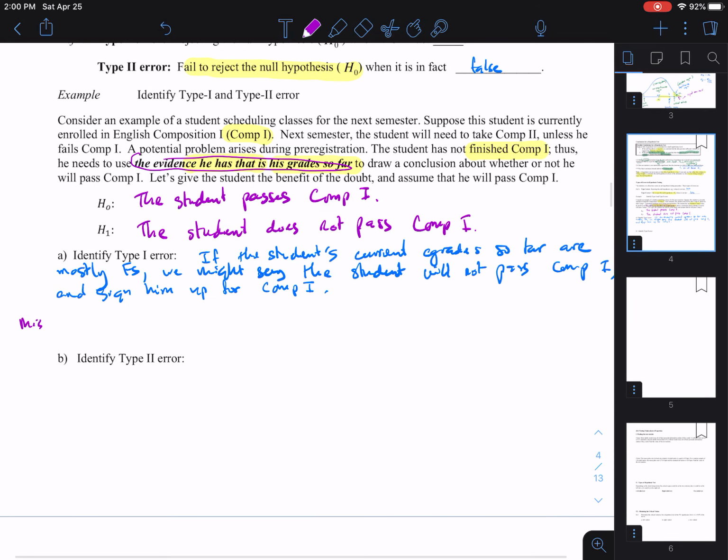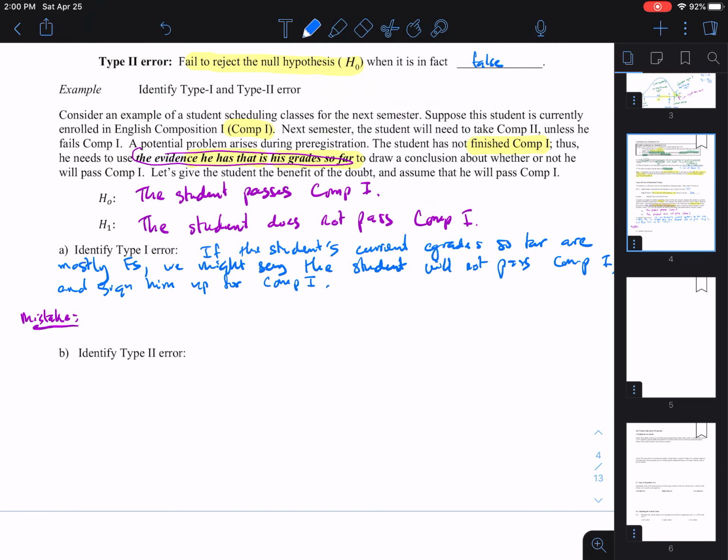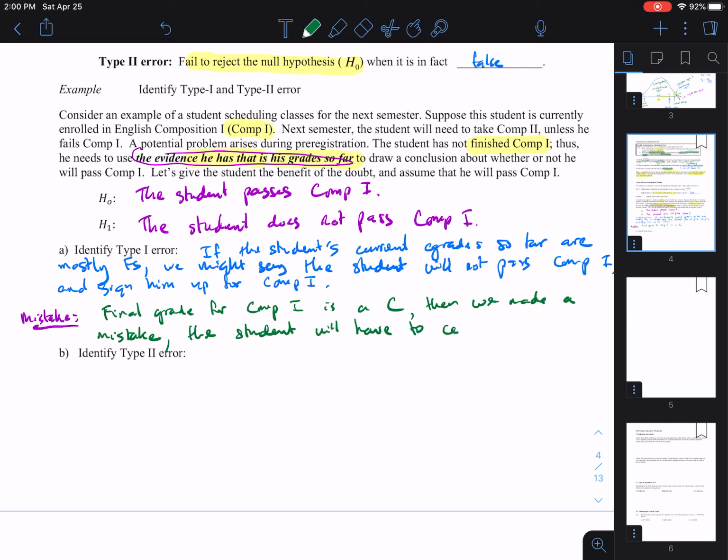A mistake would be, his final grade comes around. Suppose his final grade for the class is a C. Well, then we made a mistake, and this happens all the time in real life. The student will have to correct his schedule, right? So there's a mistake there.